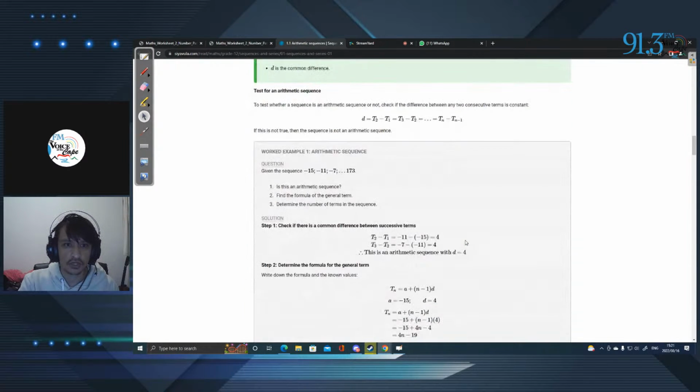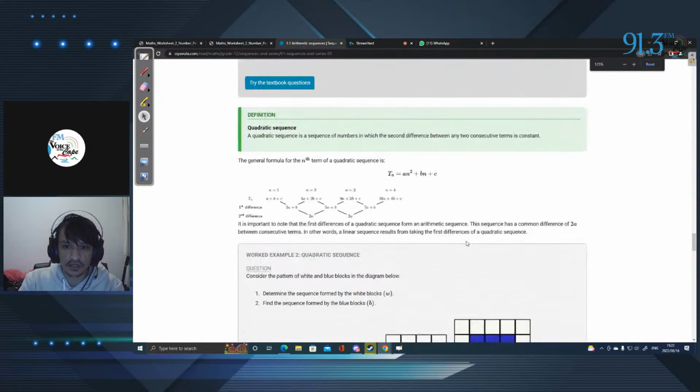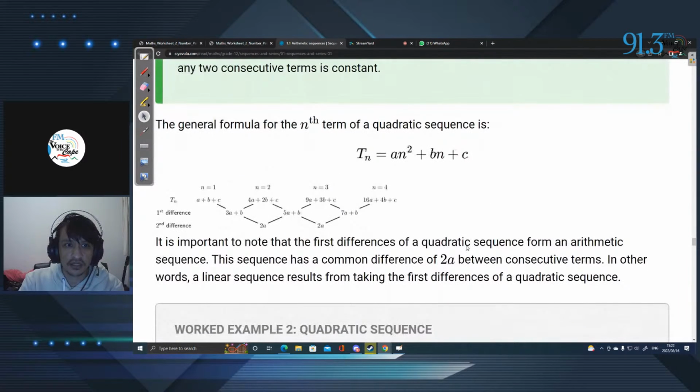So if I scroll down here, I'll show you quickly. Yeah, this is what I wanted to show you. I'll zoom in on this. And here they give us the general formula for the nth term of any quadratic sequence, where Tn, the value of the term, is equal to an squared plus bn plus c. Now note, here's Tn. This is the first term. It's a plus b plus c. Here's the second term. Here's the third term. And here's the fourth term. Notice always plus c. C is just a constant.